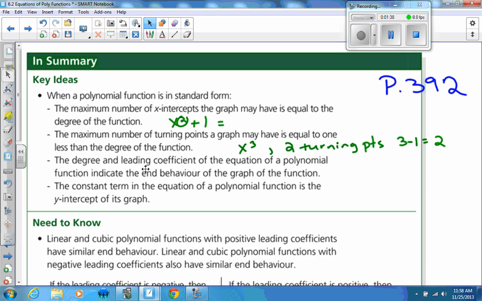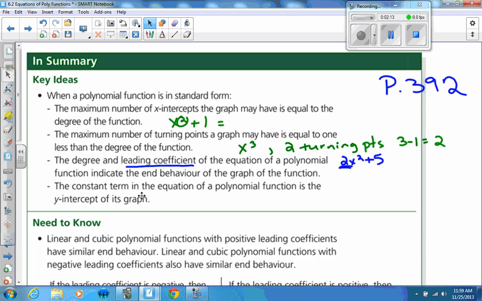The degree and leading coefficient: the leading coefficient is the number in front of the highest degree term. So if it's 2x squared plus 5, your leading coefficient will be 2. So the degree and the leading coefficient of the equation of the polynomial function indicate the end behavior of the graph of the function. Like I said in last video, this is positive or negative. It depends if the graph is up or down or increasing or decreasing.